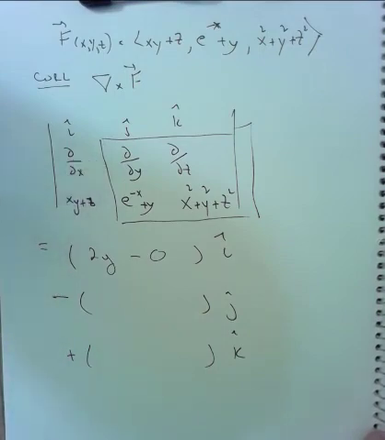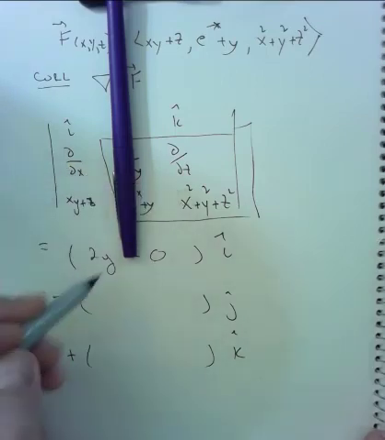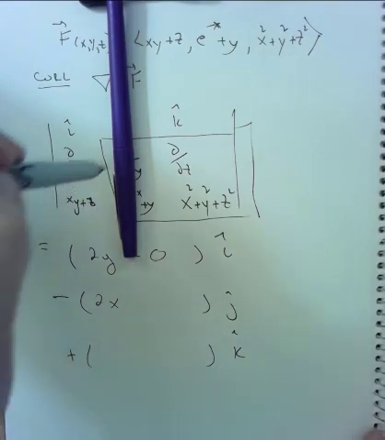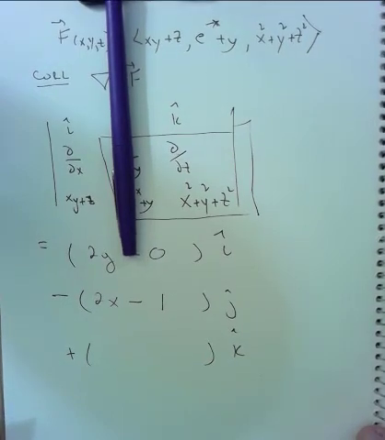Okay, then we go to our friend j, and we ignore that column, and now we do the crisscross connections. Derivative with respect to x of this, now that's a 2x, minus the derivative with respect to z of x plus y plus z, that's just a 1. And remember, in this determinant form, it's plus, minus, plus, so I've got those signs already waiting there in place.